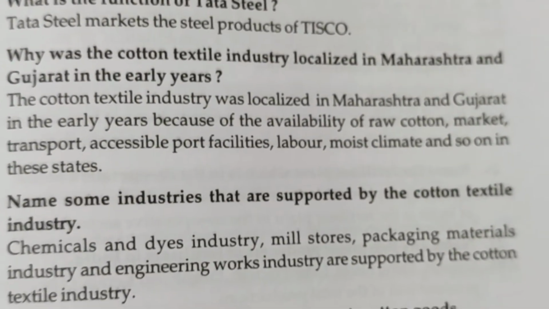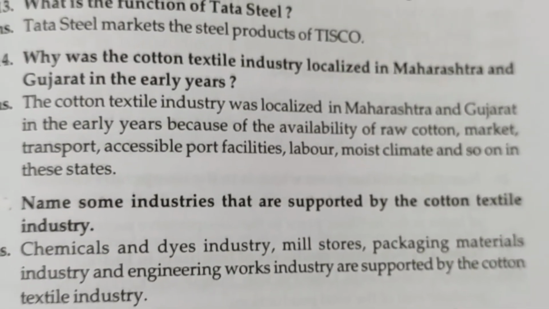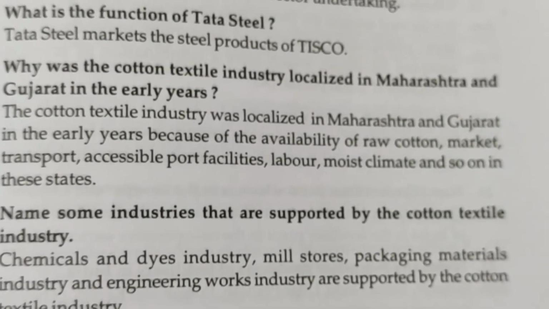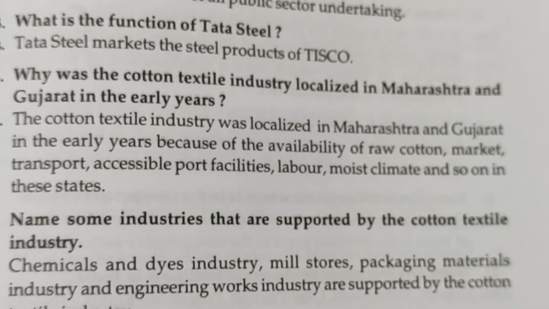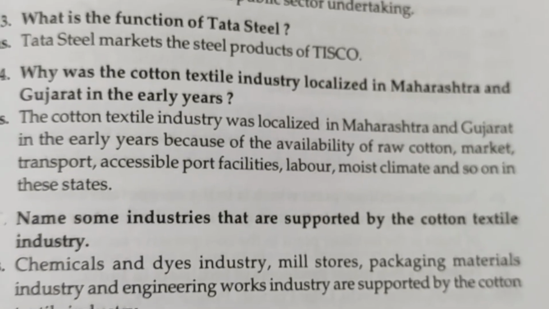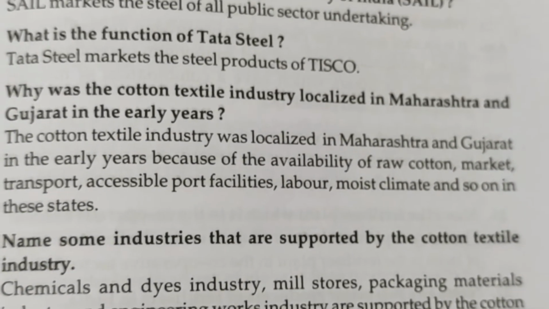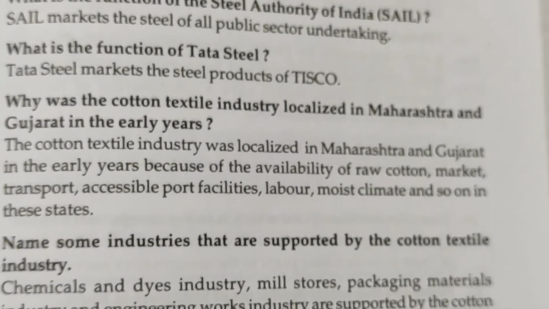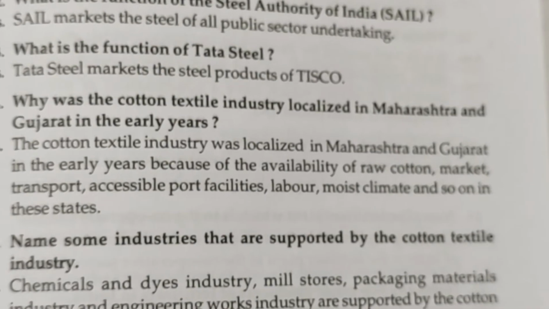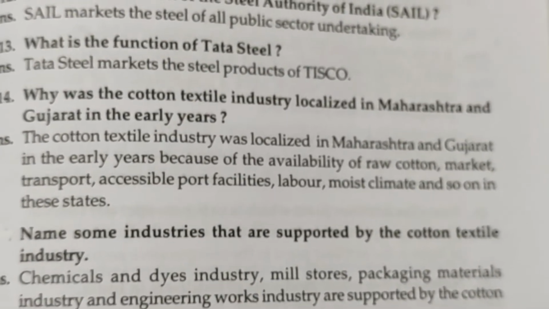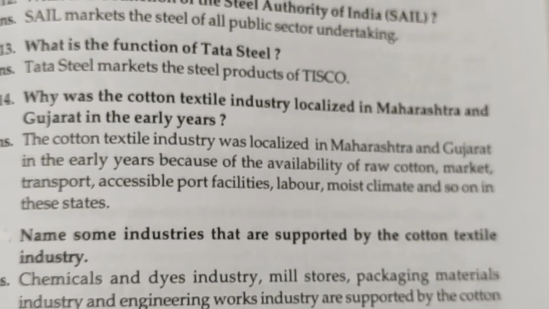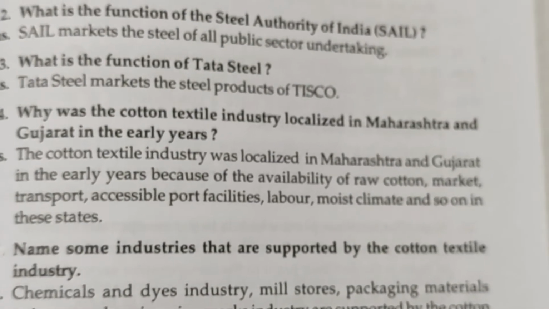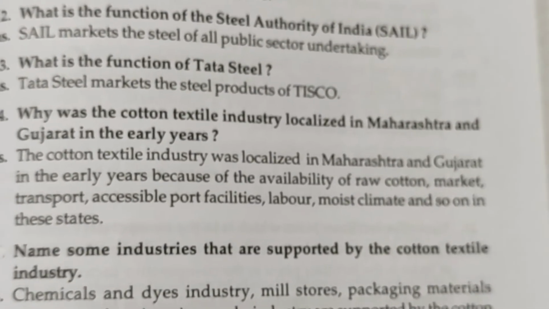Why was the cotton textile industry localized in Maharashtra and Gujarat in the early years? Answer is: the cotton textile industries were localized in Maharashtra and Gujarat in the early years because of the availability of raw cotton, market, transport, accessibility, port facilities, labor, moist climate, and so on in these states.